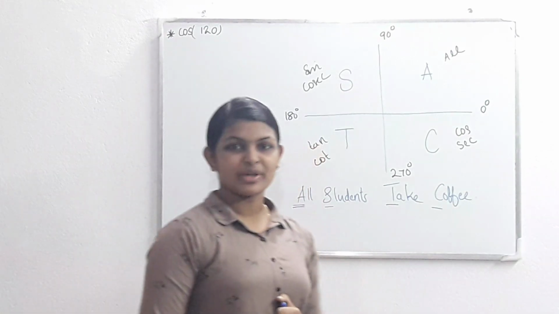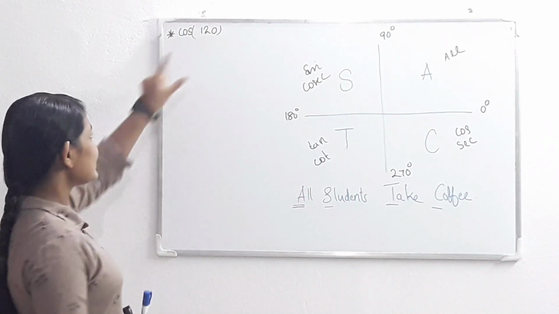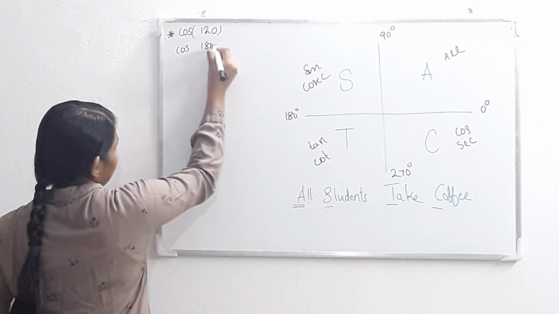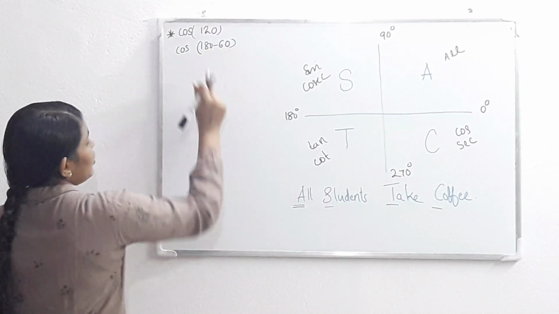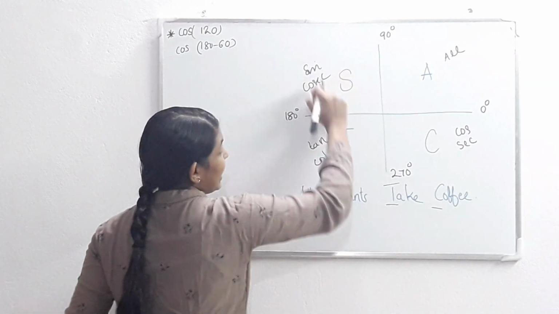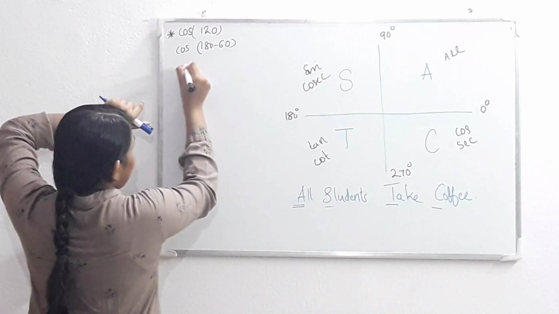Now the next one is to find the value of cos 120. This can be written as cos of 180 minus 60. So 180 minus 60 lies in which quadrant? 180 minus 60 will lie in the second quadrant. And in the second quadrant cos is negative. So we have to first give a negative sign.